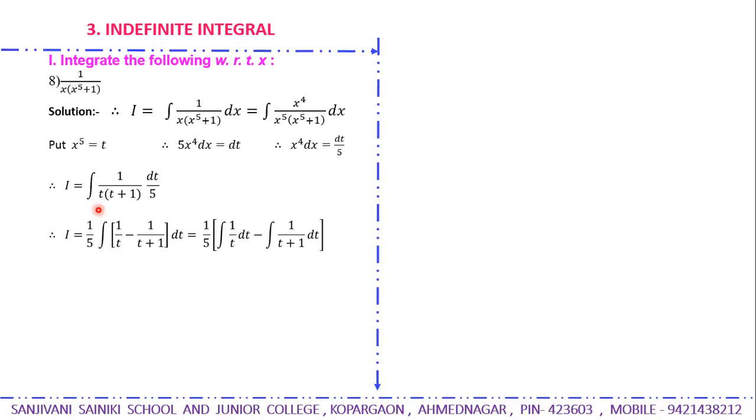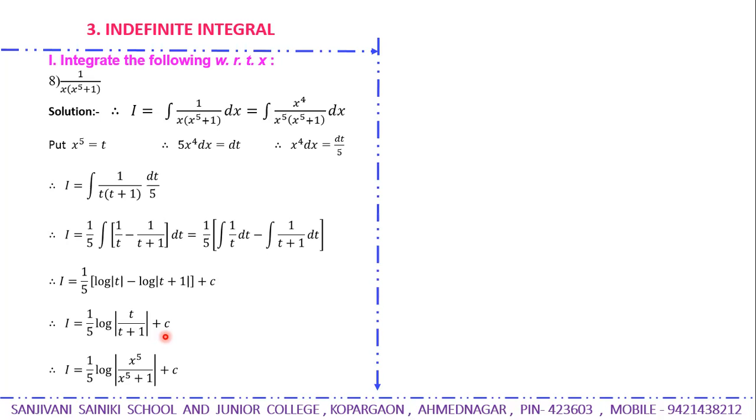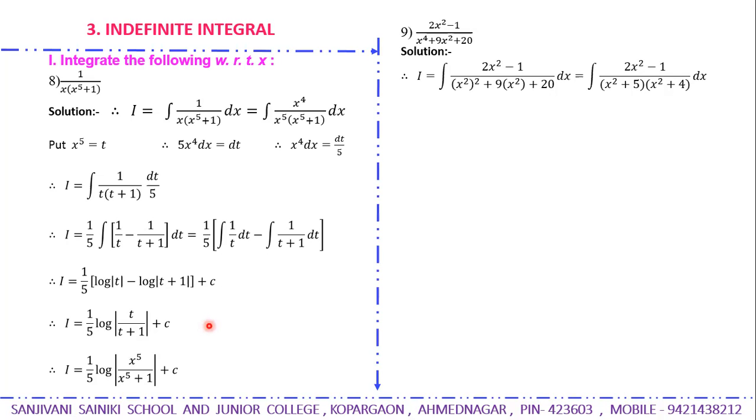Now you can use the partial fraction here. I am directly simplifying it: 1 upon t minus 1 upon t plus 1. If you cross multiply, you will get this same expression again. Separate the integral and evaluate it: log of t minus log of t plus 1, that means log of t upon t plus 1 plus c. So 1 upon 5 times log of x raised to 5 upon x raised to 5 plus 1 plus c is the integral of this given function.